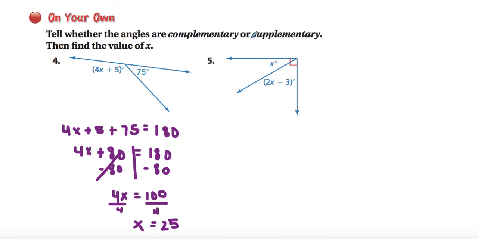Let's look at our second problem, labeled as number 5. I have two angles that form a right angle. So I know that together, x plus 2x minus 3, they're going to equal 90 degrees. So let's set up our problem. Before I use inverse operations, I know that this can be simplified. x plus 2x, I can simplify to 3x minus 3 equals 90.